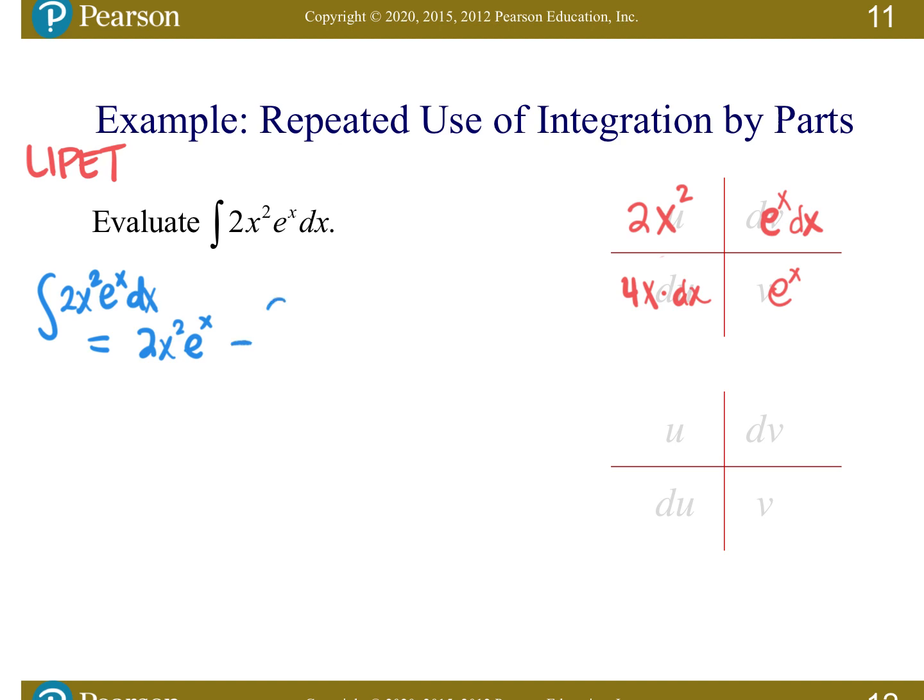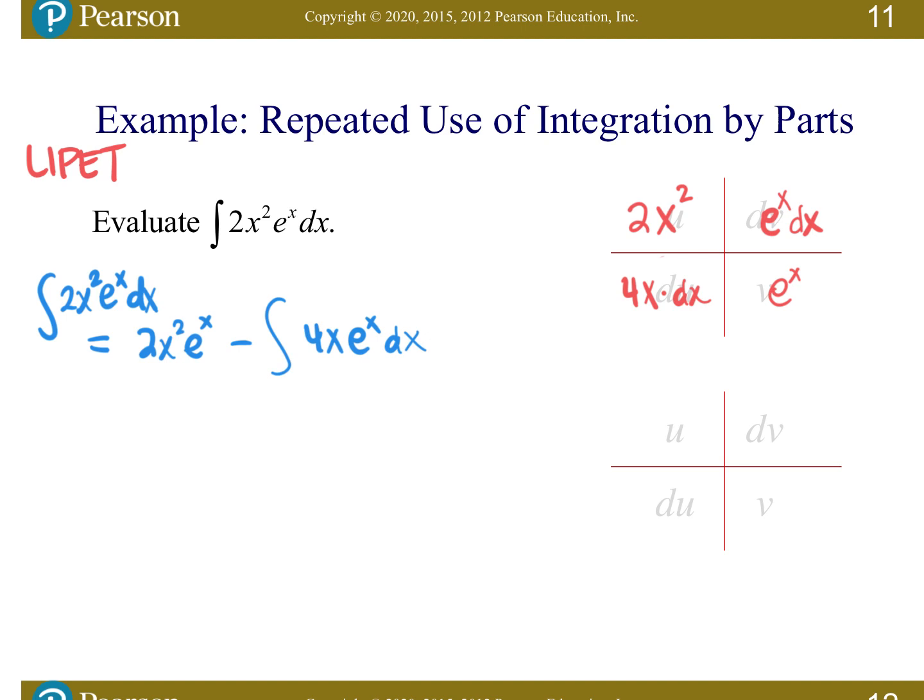Minus the integral of e to the x times du, which is 4x dx. So 4x e to the x dx. Okay, Mrs. Pfeiffer promised that that integral would be possible, and it is. But you've got to do integration by parts again. It is possible, you just got to do it one more time. Okay, so let's pass it to Juliet.